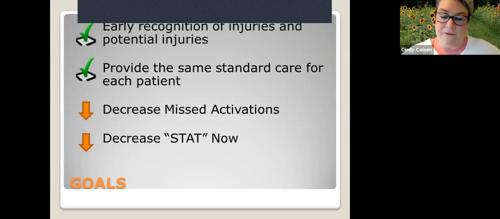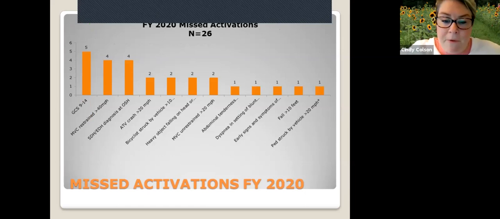And in the past 5 years, our number of missed activations has gone substantially down, and our numbers of stat nows have also substantially gone down. So we're actually doing quite well in this area, but it's always good to review. In preparation for today, I decided to look just at the data of FY 2020 to see where we're at right now. Since July 1st of 2019 until now, we've had 26 missed activations.